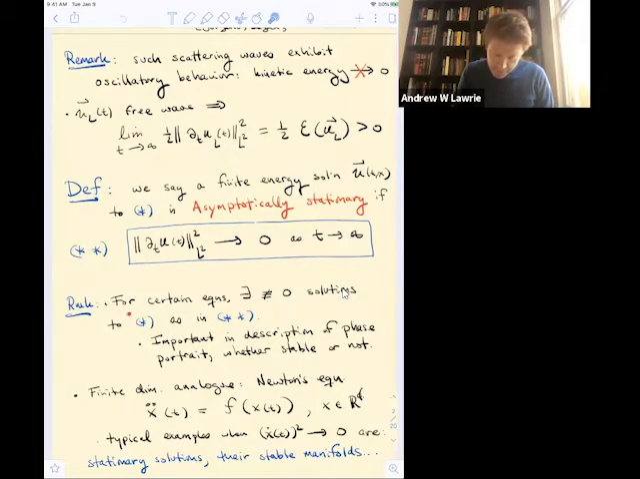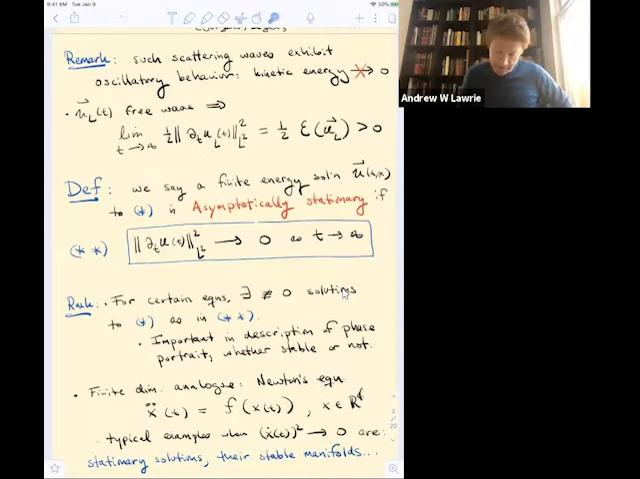But for certain examples of nonlinear wave equations, there are such asymptotically stationary solutions. And if my goal is to understand the phase portrait, understanding these solutions is a critical component of that, whether the solutions that I find are stable or not.